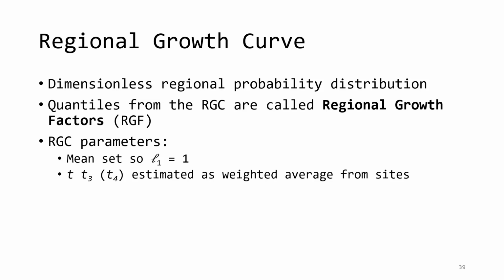The regional growth curve is a dimensionless way of representing the regional probability distribution. If you get quantile values from a regional growth curve, these do not represent the regional rainfall. It represents the multiple of the index flood associated with that frequency. Such multiples are called regional growth factors. The RGC, regional growth curve, is estimated so that it has an LCV, L skew, and L kurtosis equal to the region average, and then a mean of 1. This means that when you get a value from this probability distribution, it tells you how much larger or smaller this frequency is than the index flood for any site.